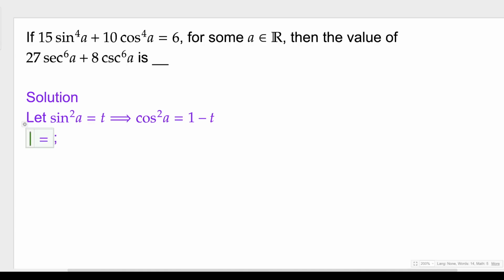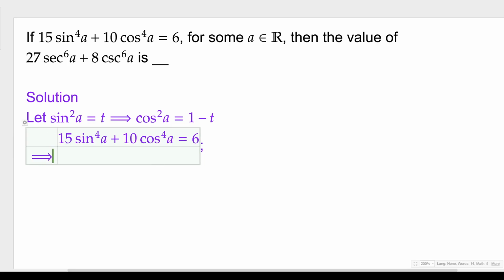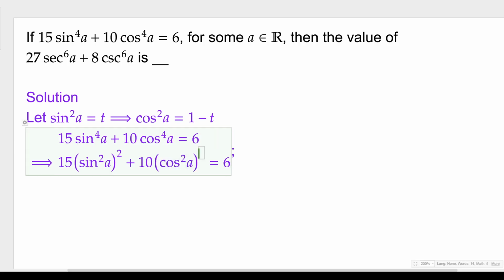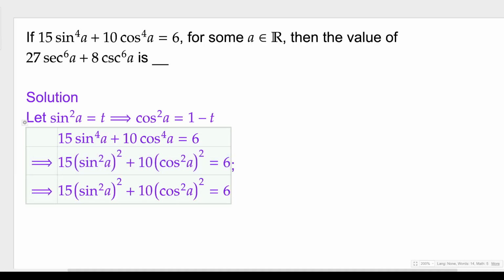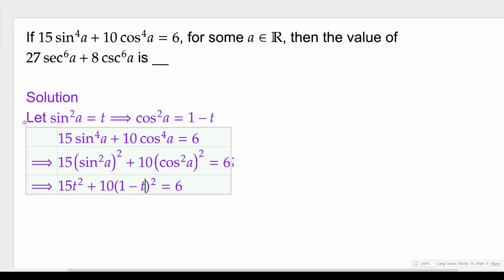So here I'll just arrange it. Now if you observe this, this can be written as sine a squared, and on this I'll square this one, right. Similarly for this one, cosine a whole squared, and on this I'll square this one. Now for this one I'll replace it by t, so this becomes t square, and this one I'll replace with 1 minus t.